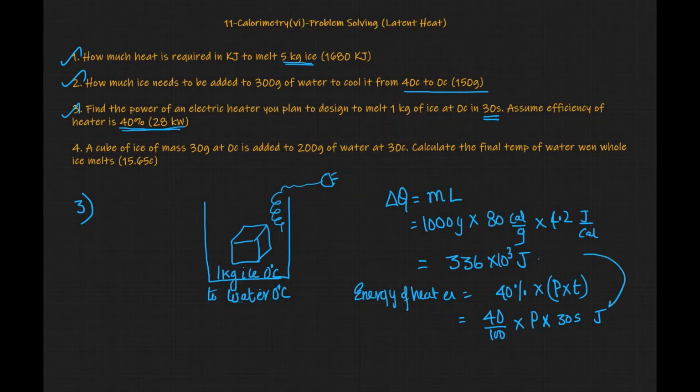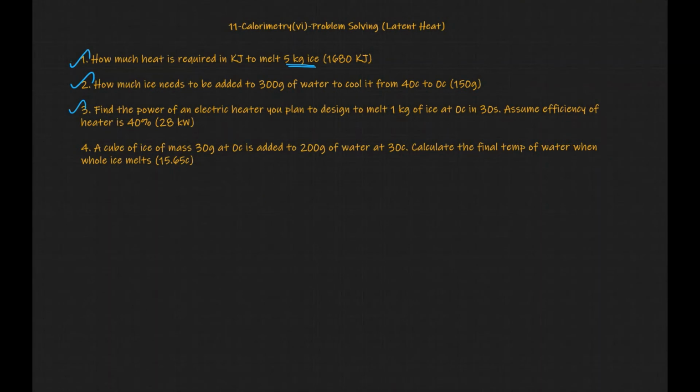So we can now equate both of this. 336 into 10 power 3 equal to 0.4 into 30 into P, or in other words you will get P is 28 into 10 power 3 watts, that is 28 kilowatts. That's a lot of power. Let's go to the next problem.